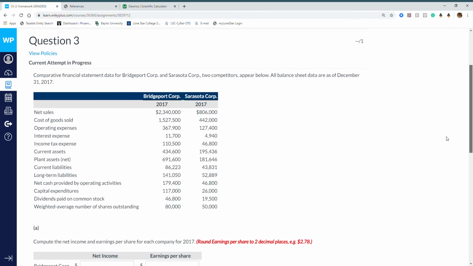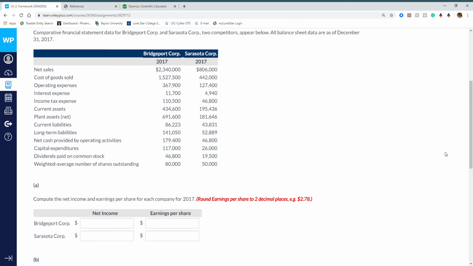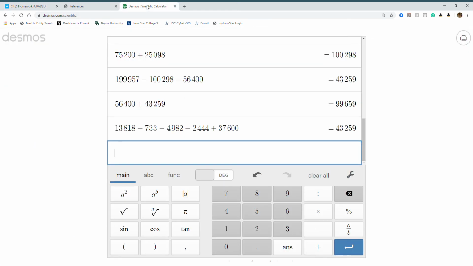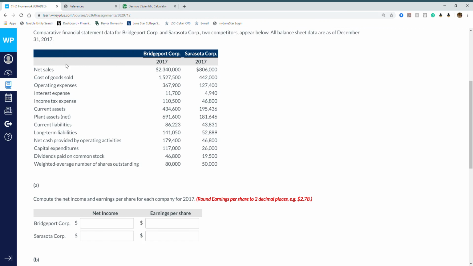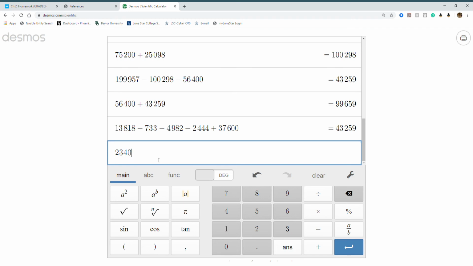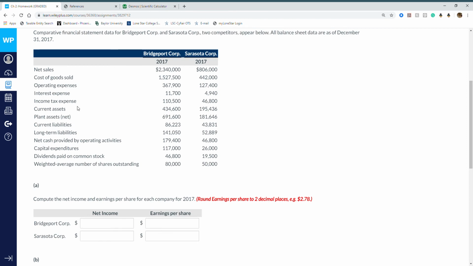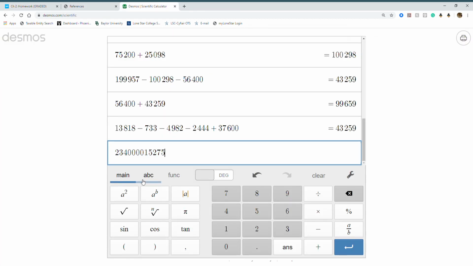Okay, so first off, we're going to figure out net income. So we have net sales, 2,340,000. Now let's see. Yeah, they just want us to go ahead and go that way. So 2,340. Okay. Then subtract our expenses, which is all right here. Okay, they try to keep it in order for us. Nice. So, cost of goods sold was 1,527,500.